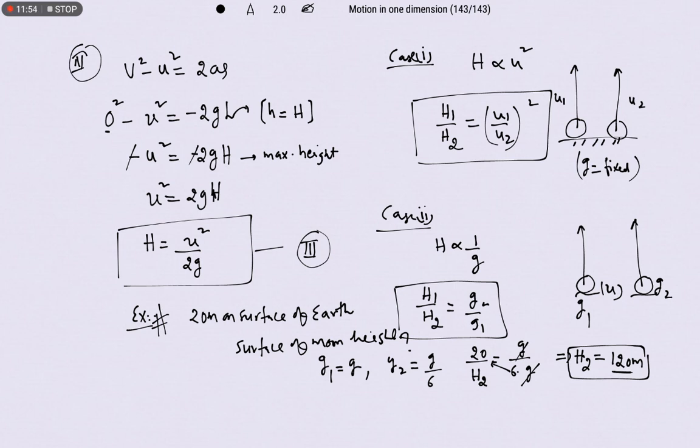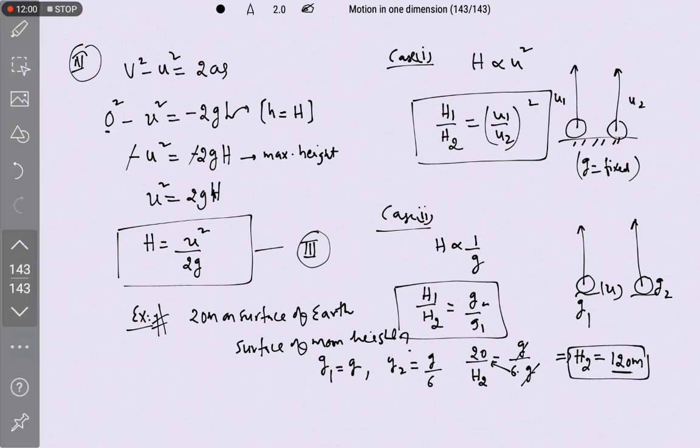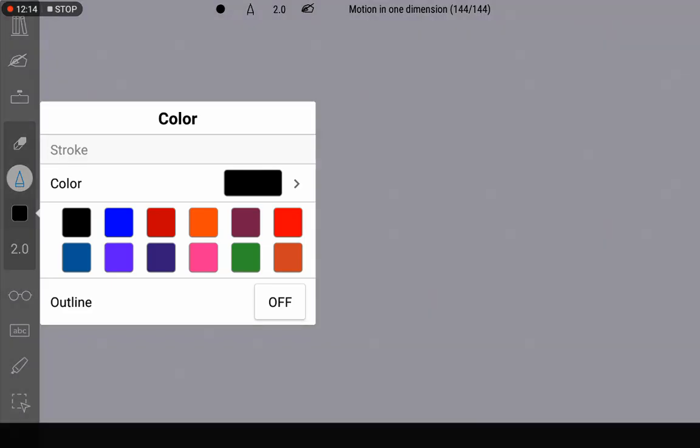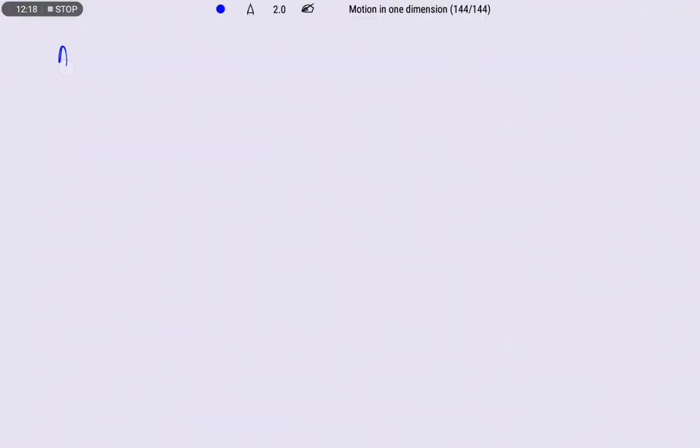Okay, now let us discuss some applications related to the vertically projected upwards body. So, very important applications. With the help of these applications we can easily analyze and easily do the problems related to the vertically projected upwards body. Right, let us write.